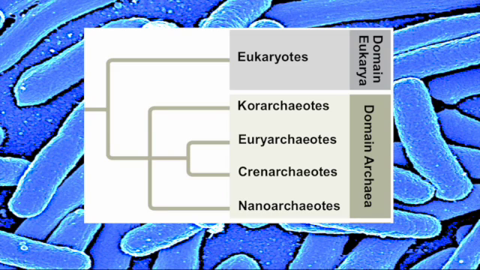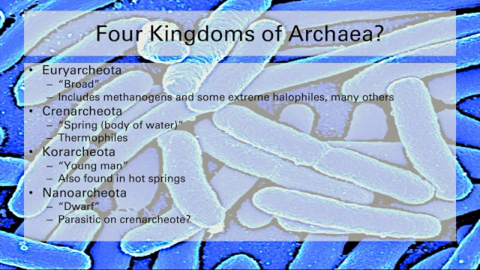The principal lineages of archaea are shown in this phylogeny, though we may discuss another important group as a class. These 4 kingdoms, if we allow, are the Euryarchaeota, the Crenarchaeota, the Korarchaeota, and the Nanoarchaeota. While I've included a few facts on this slide, just being acquainted with these 4 names will be adequate for our purposes at this time.